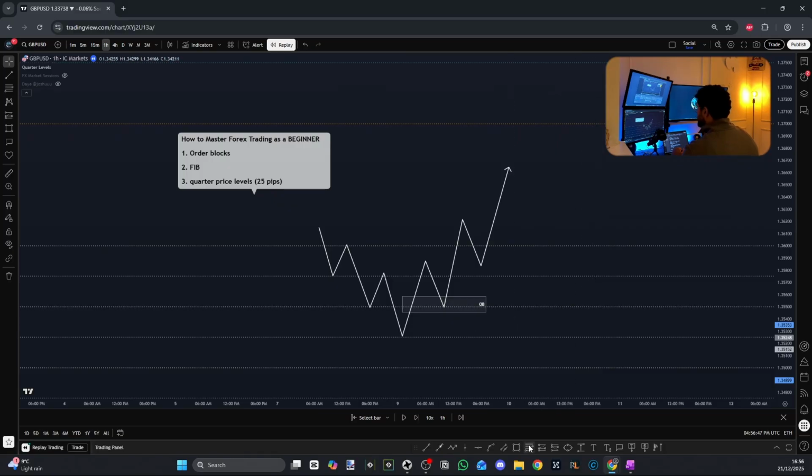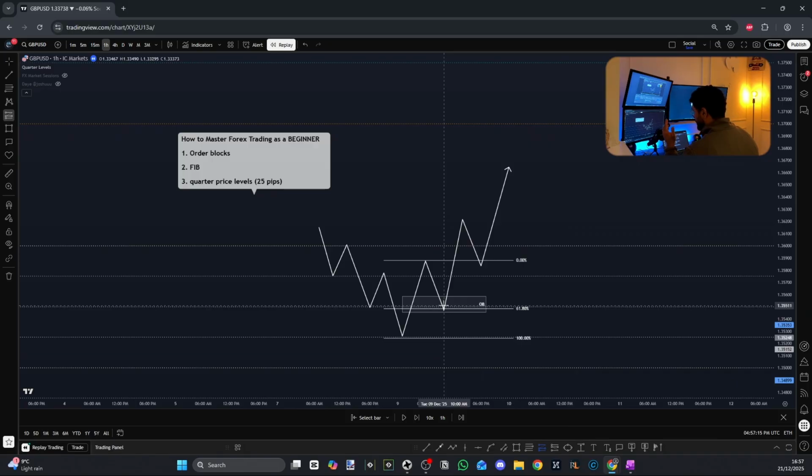of 1.355. And then this order block and quarter price level is also in line with the 61.8% Fibonacci level, the golden ratio. So those are three confluences which we can tick off. It's our trading strategy now, and that's where we can place a long entry.